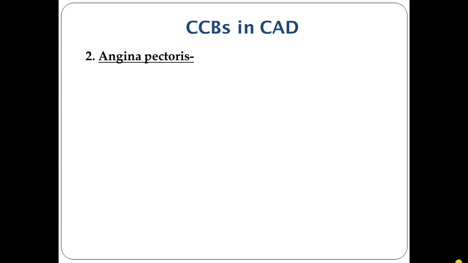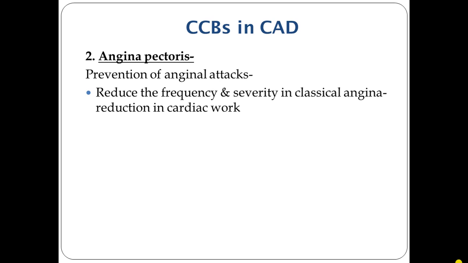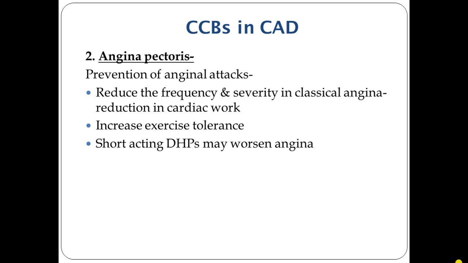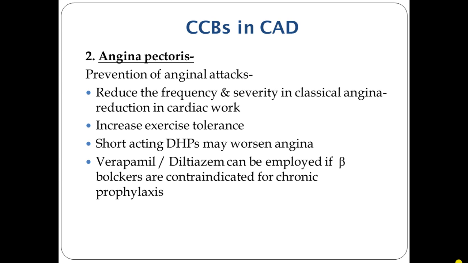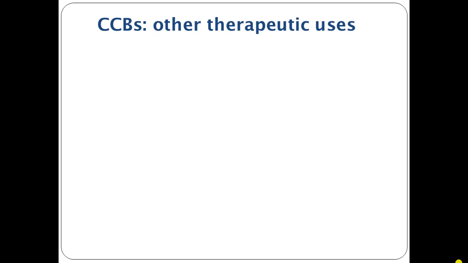Another use of calcium channel blockers is in angina pectoris, also called coronary artery disease. They are useful for prevention of anginal attacks. They reduce the frequency and severity in classical angina by reduction of cardiac work. They increase the exercise tolerance of the individual. Shorter acting DHPs may worsen the angina, as discussed earlier, because of the reflex tachycardia and reflex sympathetic overactivity. Verapamil and diltiazem can be employed for chronic prophylaxis if beta blockers are contraindicated.